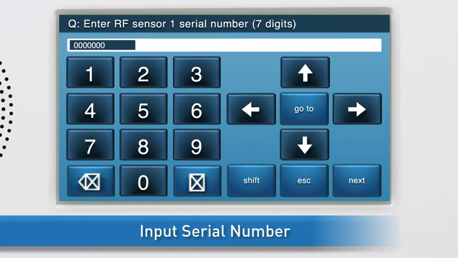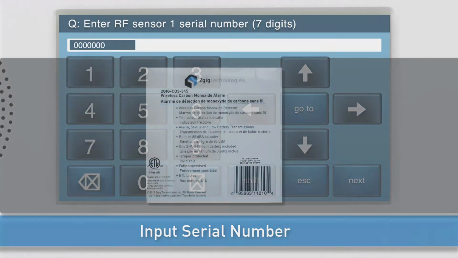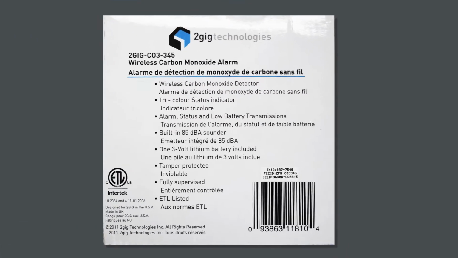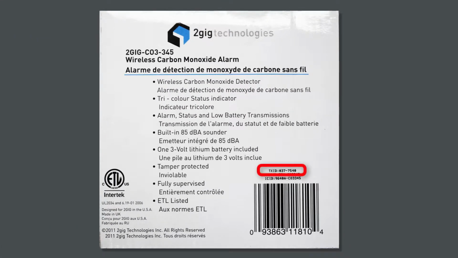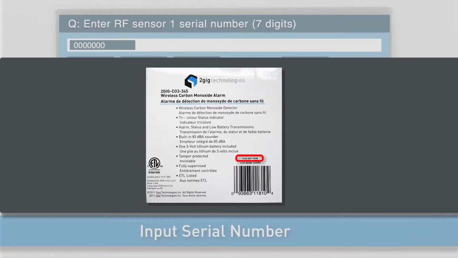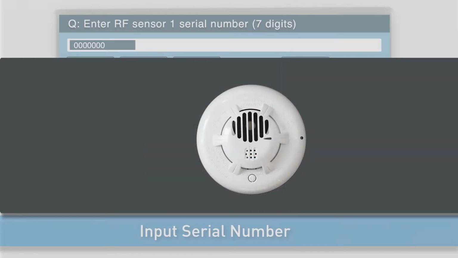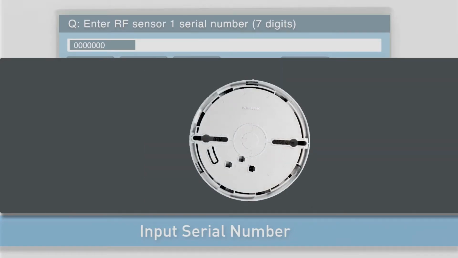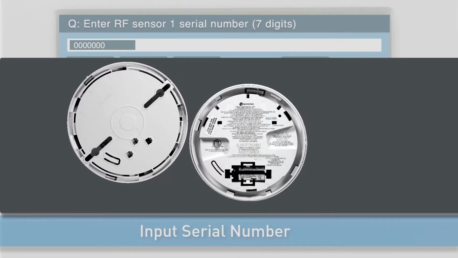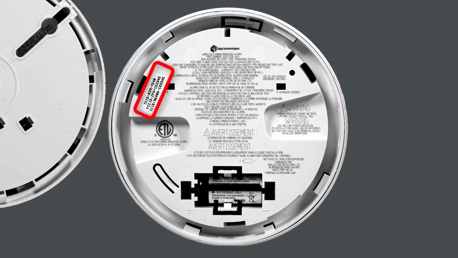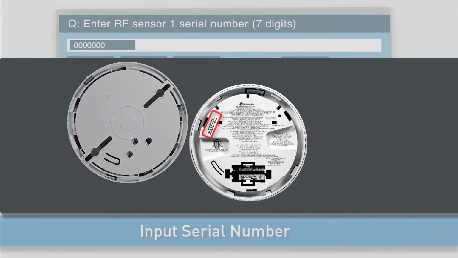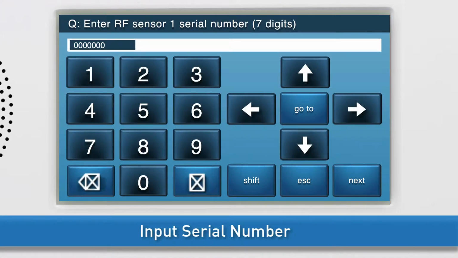Next, input the serial number for the carbon monoxide detector. You will find the serial number on the detector's box labeled as a TXID number. The number is also shown on a sticker on the detector itself. Remove the detector from its mounting base by twisting the detector counterclockwise. You will then see a sticker with the TXID number. You can either add the serial number with the panel's on-screen keyboard or add it in wirelessly.